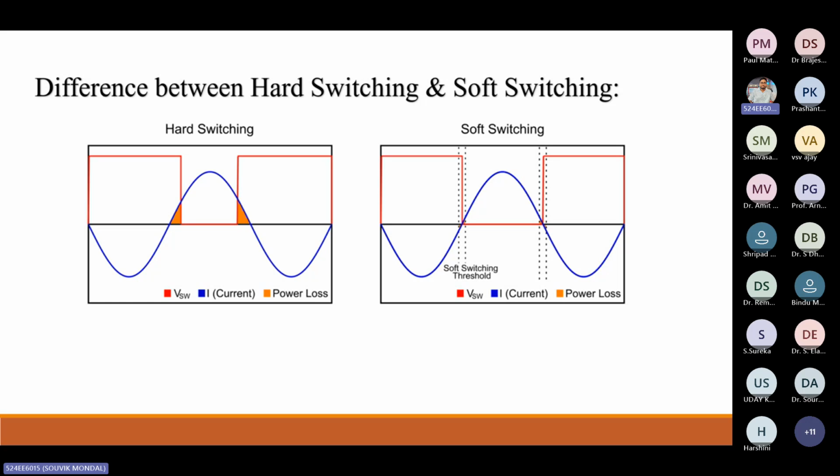In difference, the hard switching and soft switching. Here we can see that in the hard switching condition, the power loss is there. In the other case, the soft switching techniques, the power loss is almost near to zero. So the soft switching techniques are also used in our microgrid applications, and EV charging applications also use soft switching techniques like ZVS and ZCS.